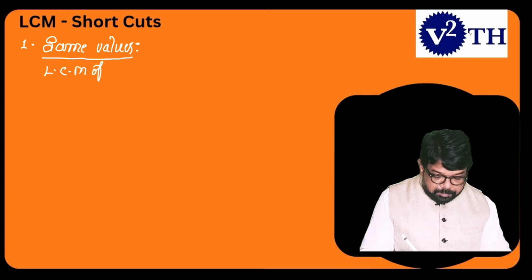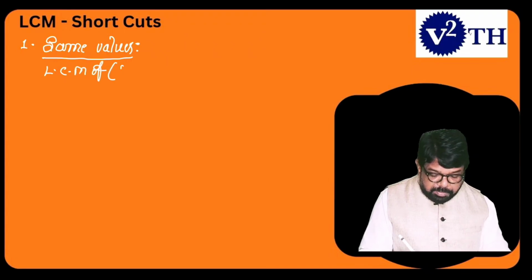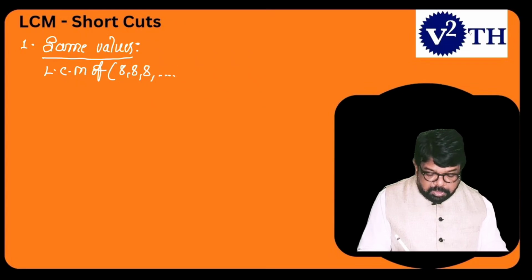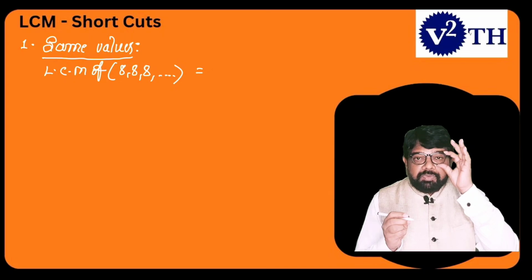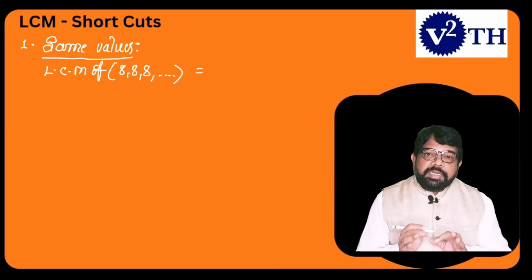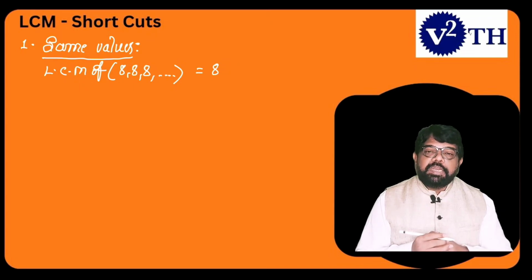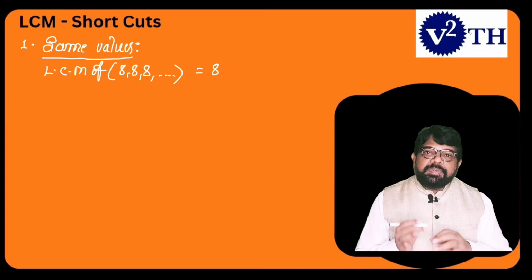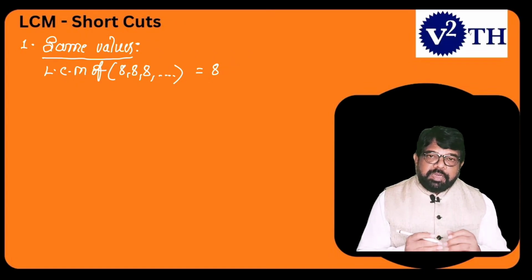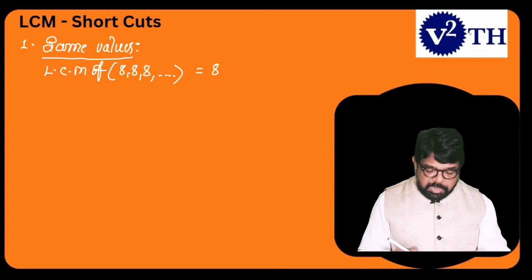LCM of, suppose, 8, 8, 8, and so on, a number of values is given. What is our definition? LCM means the least value which is exactly divisible by the given numbers. So what is the least value exactly divisible by 8, 8, 8, 8, 8, 8? The number itself. It is not necessary to calculate. If you know the exact definition, LCM means the least value which is exactly divisible by the given numbers. So what is the least value divisible by 8, 8, 8? 8 is the least value.